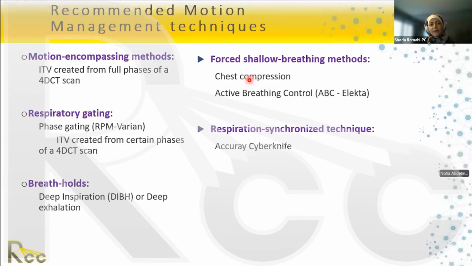As of now, there are 5 techniques for motion management. The first one is what we call motion encompassing methods. Basically, this is just a 4D CT scan without any further work related to it, meaning I do a 4D CT scan, and then we follow the motion of the tumor in the different phases. And that's how we create something called the ITV, internal target volume. Respiratory gating is when you choose certain phases of the breathing cycle, and you say, I'm going to plan and treat on those phases only.